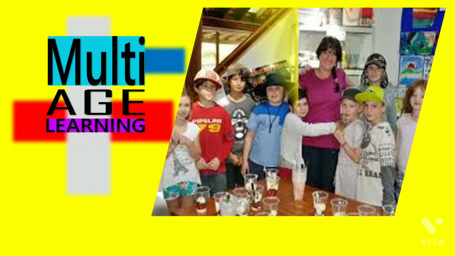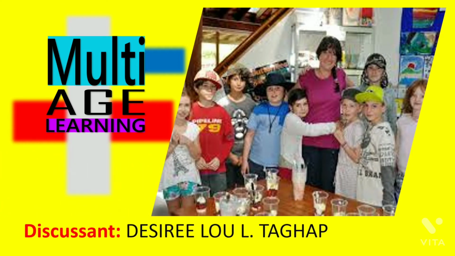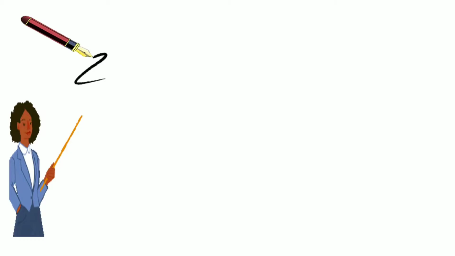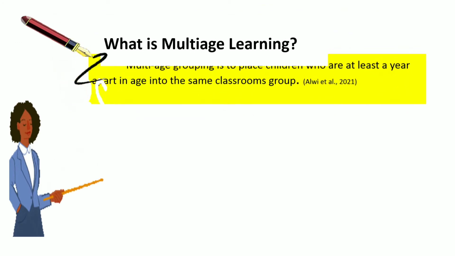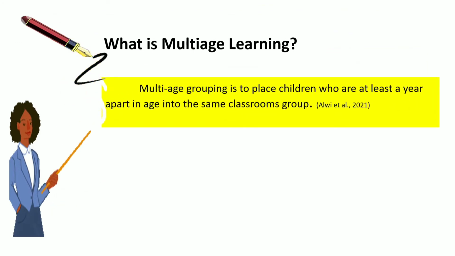Multi-Age Learning. What is multi-age learning? Multi-age grouping is to place children who are at least a year apart in age into the same classroom group.